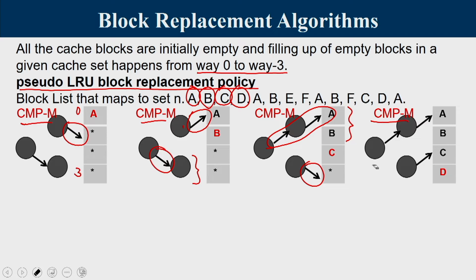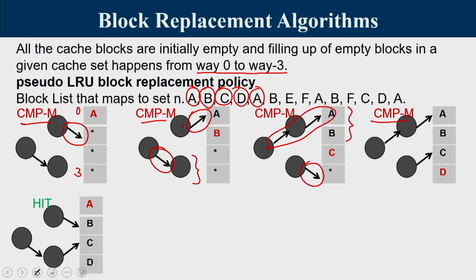Compulsory miss stands for whenever a block is demanded for the very first time; anyway it will not be available in the cache, and that is known as a compulsory miss. Now, continuing further, we have A that is coming. When you go with A, you know that A is already present. So, that is known as a hit.